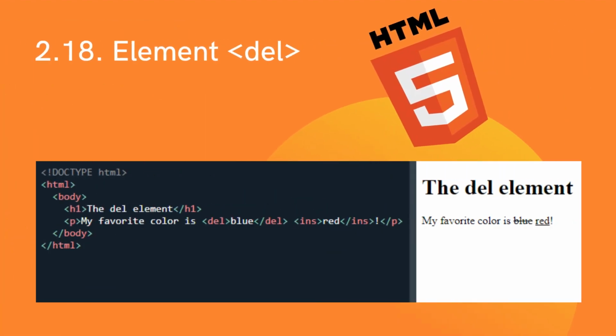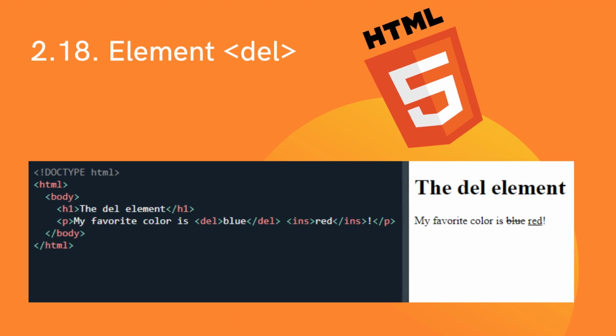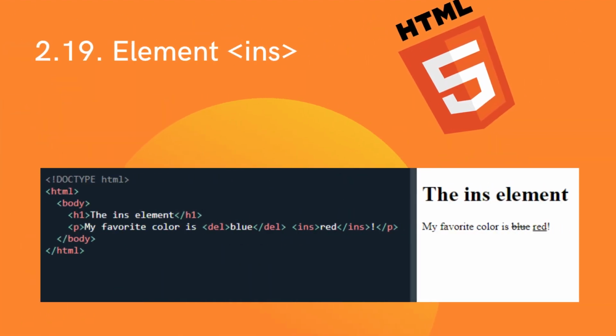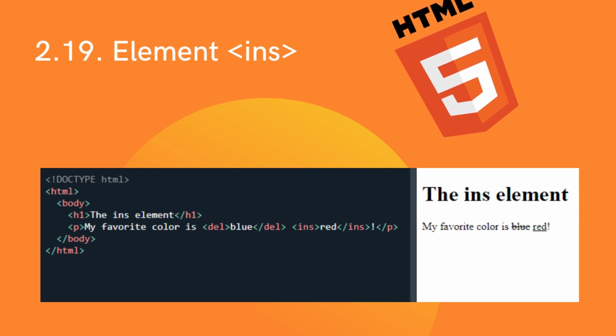Element del is deleted text. The del tag specifies text that has been deleted from the document. Example. The ins element is inserted text. The ins tag specifies text inserted into the document. Browsers usually strike lines through the removed text and underline the inserted text. Example.